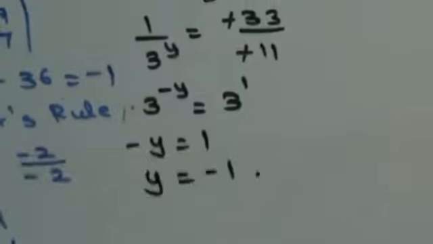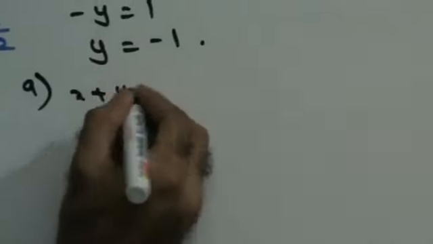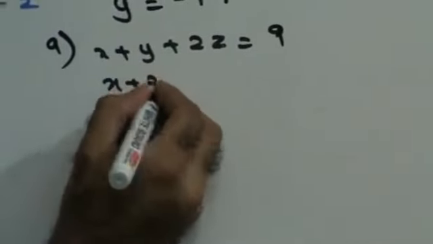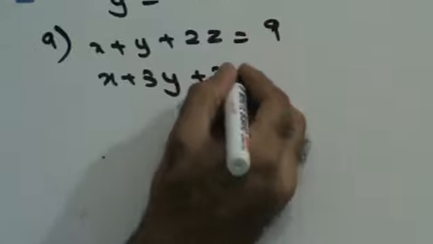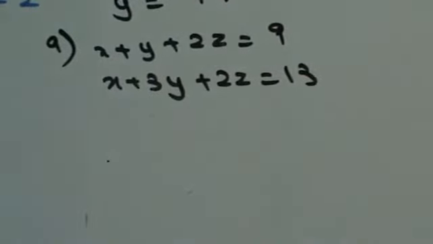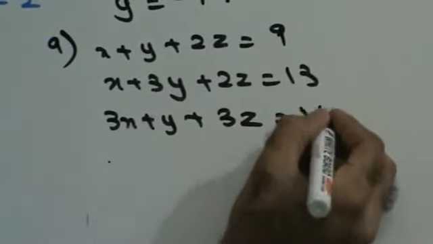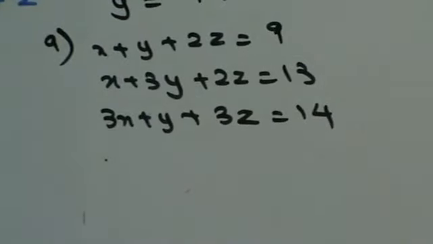Now I could do the same thing with 3 variables also. I could use Cramer's rule with 3 variables also. I could say that x plus y plus 2z is 9, x plus 3y plus 2z is 13, 3x plus y plus 3z is 14. Right? Now, if you had a sum like this, you could solve this again using Cramer's rule. Right? First thing that you need to do is you need to find out D. How would I find out D?